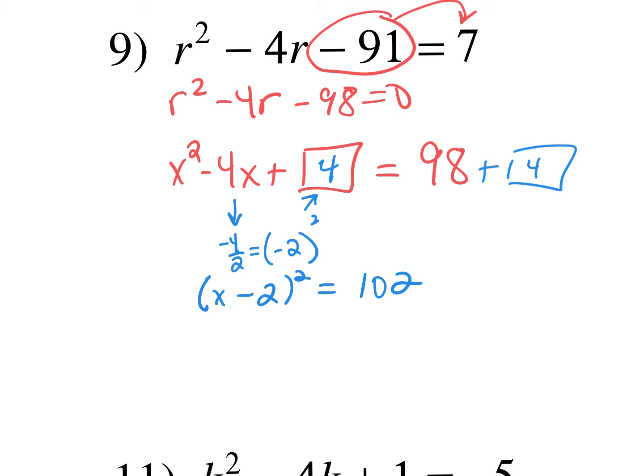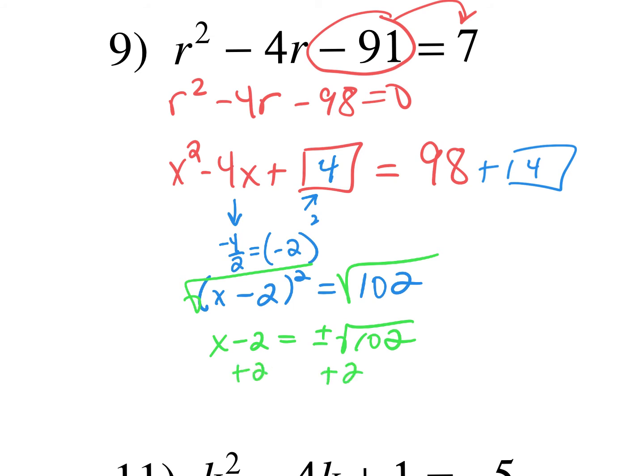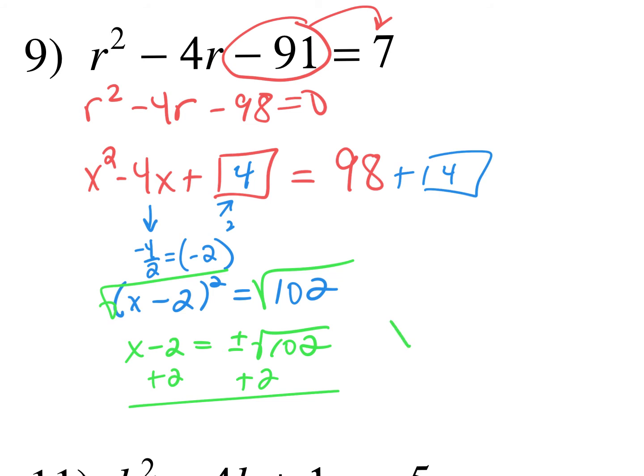What do I do to both sides? Take the square root. When I put the square root on, what goes in front of my answer? Plus or minus. Don't worry about simplifying right this second. Check to see if you can simplify at the very end. We're going to add 2 to both sides, correct? So I have x equals 2 plus or minus the square root of 102.